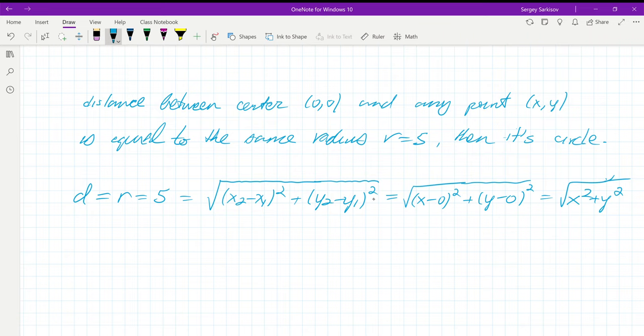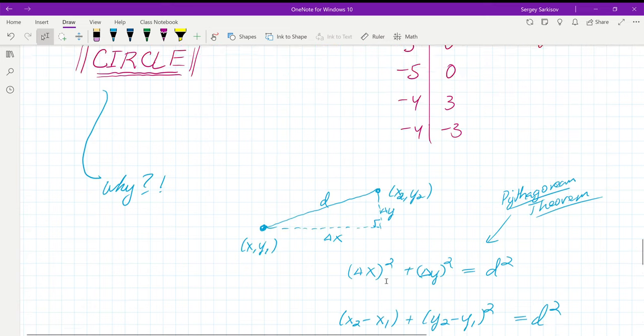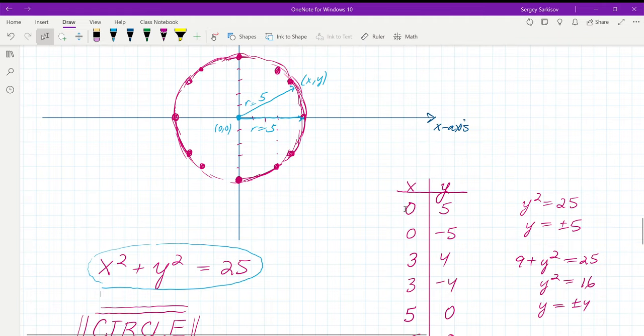And then square both sides, and we get x squared plus y squared. What's 5 squared? 25. So x squared plus y squared is equal to 25, and that's exactly what we started with. I told you to graph this relation. So that is indeed a circle centered at 0, 0 with radius 5. All right, thank you for watching, everyone, and I hope this was informative.